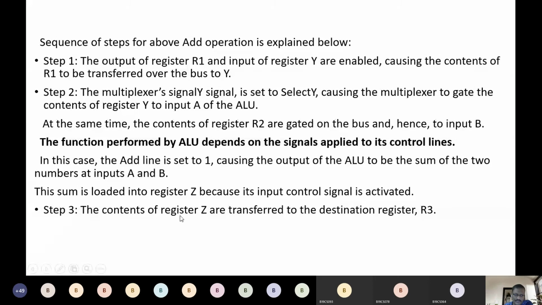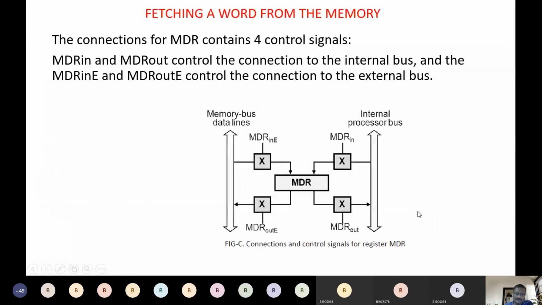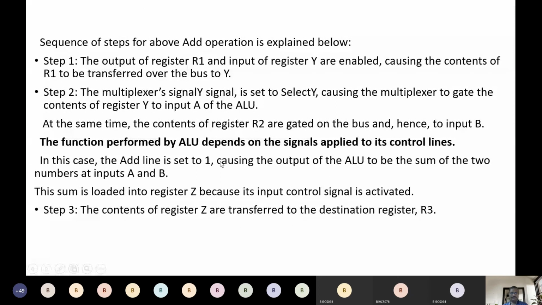Finally, the contents of register Z are transferred to the destination register R3. That is, Z contains the sum of R1 and R2, and that addition is transferred to R3. Done. Okay. So what we are seeing here is the addition of the R1 and R2 registers and storing in R3. Here the arithmetic logic unit is involved.